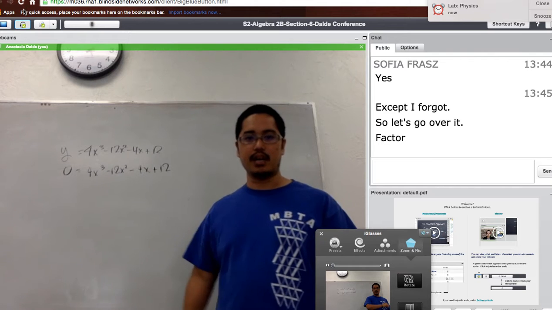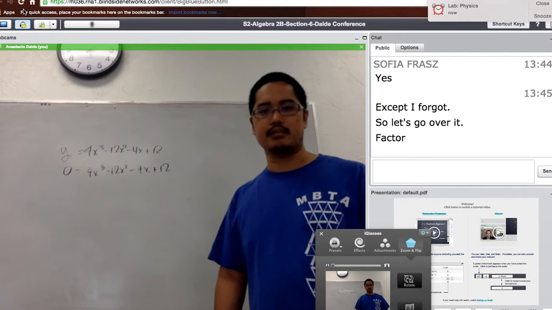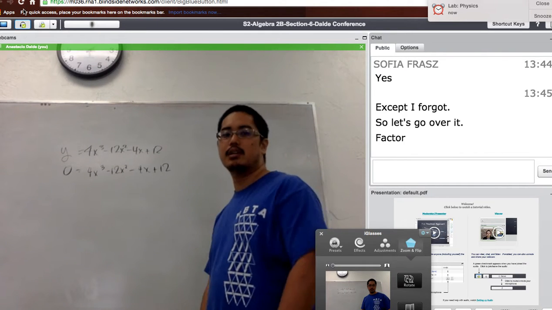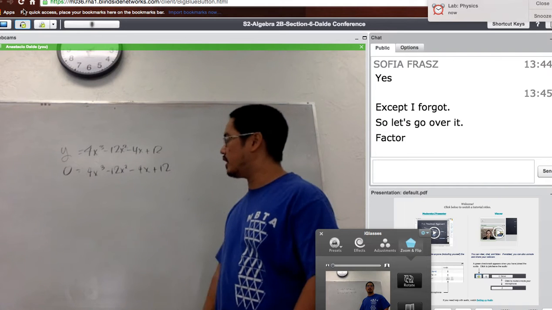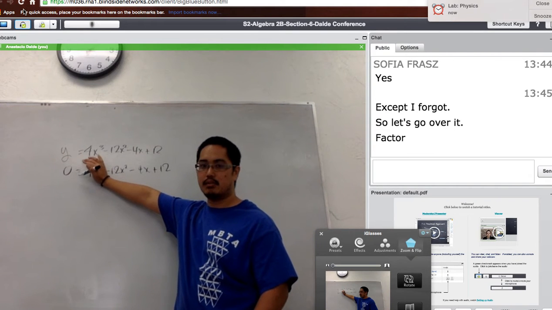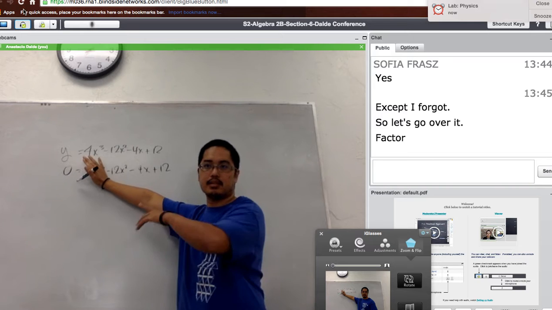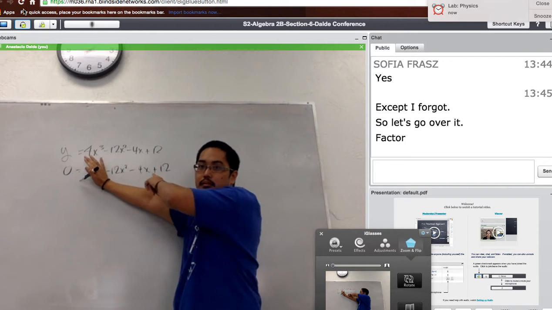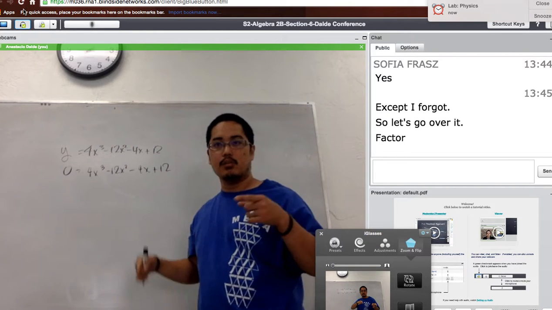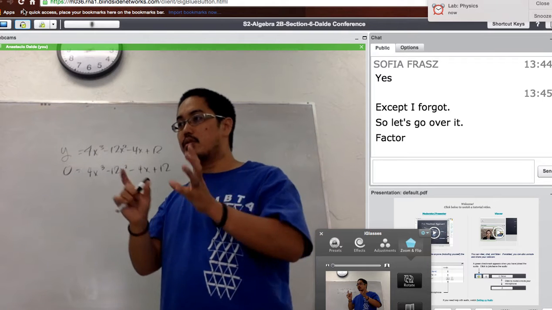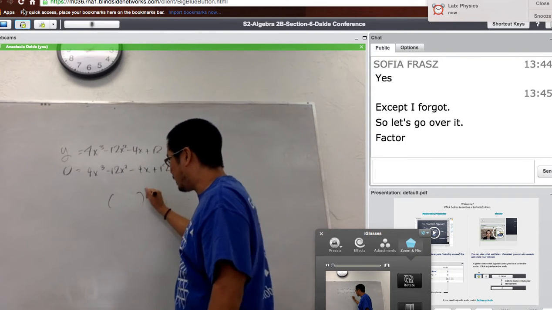Sophia keeps saying factor, factor, factor. Okay, Sophia, here's the problem. If this were a quadratic equation, which means there's an x squared term but not an x cubed term, then you can factor. We know how to factor. Those are pretty easy. We just do that game right here.